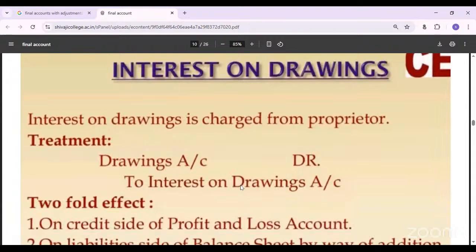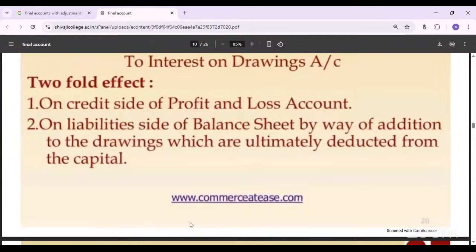Then we have interest on drawings. Whenever the proprietor of the business withdraws some amount from the organization, he will be charged some sort of interest. He has to pay some interest on whatever drawings he makes in the organization. That we will call interest on drawings. The journal entry for interest on drawings is drawings account debtor to interest on drawings account. The two effects are: once we show it on the credit side of the P&L account, and again on the liability side, we need to add it to the drawings first, then deduct the entire drawings from the capital later.